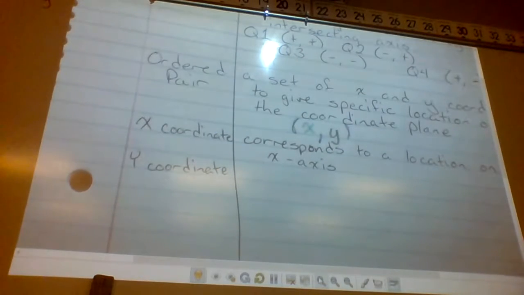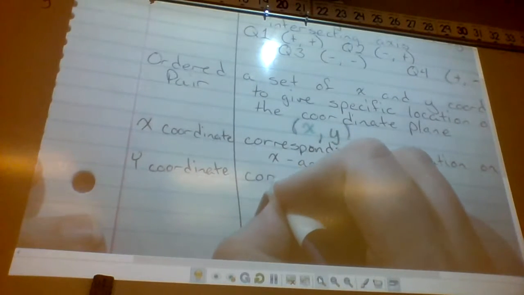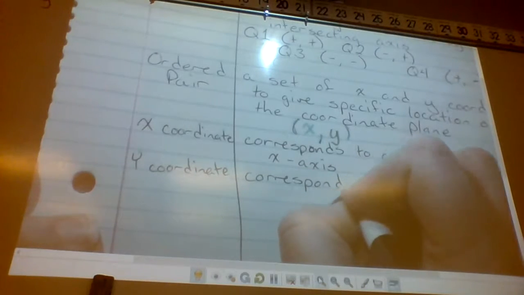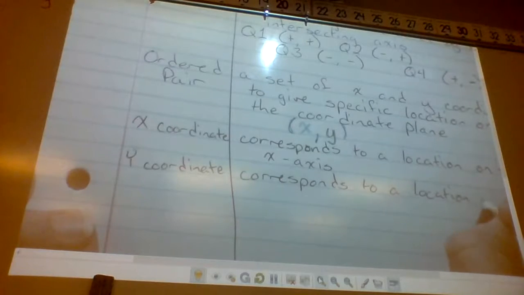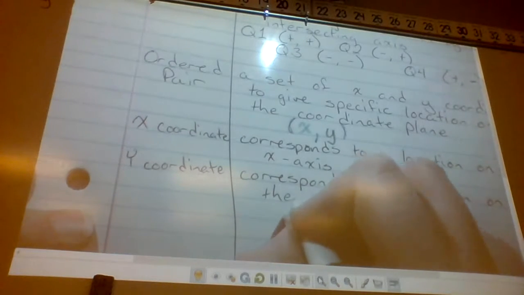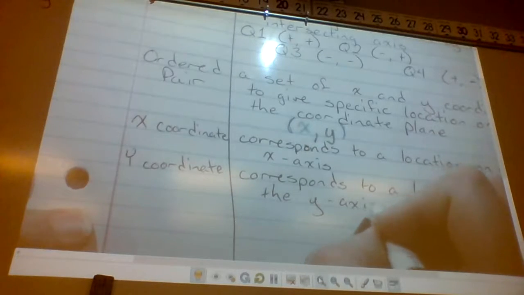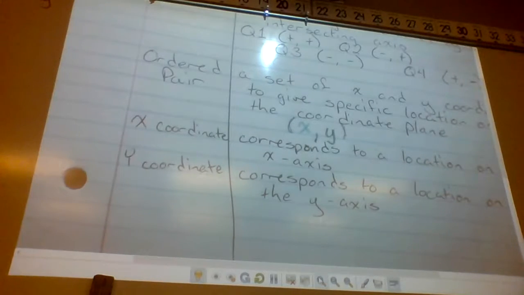Bet you guys can guess this vocab. Or at least the definition. Coordinate. Corresponds. You don't know the difference between commas and apostrophes, and you can't read corresponds? Yeah. There we go. Those are all your definitions.